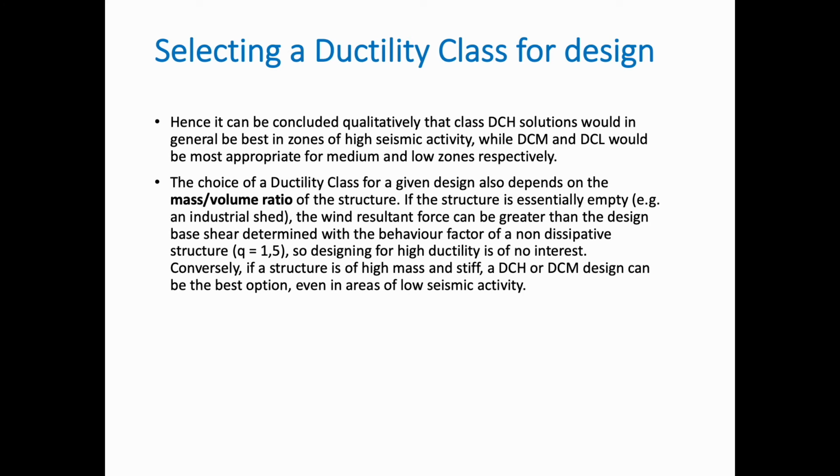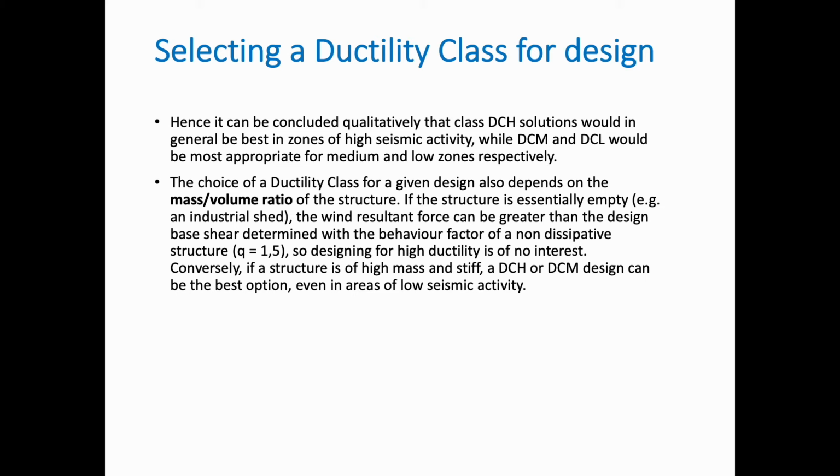The choice of a ductility class for a given design also depends on the mass over volume ratio of the structure. If the structure is essentially empty, for instance, if we're talking about an industrial building, the wind resultant force can be greater than the design base shear determined with the behavior factor of a non-dissipative structure. So it's a Q equal to 1.5. So designing for high ductility is of no interest.